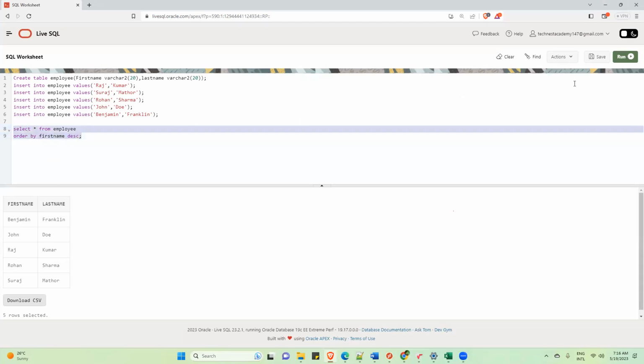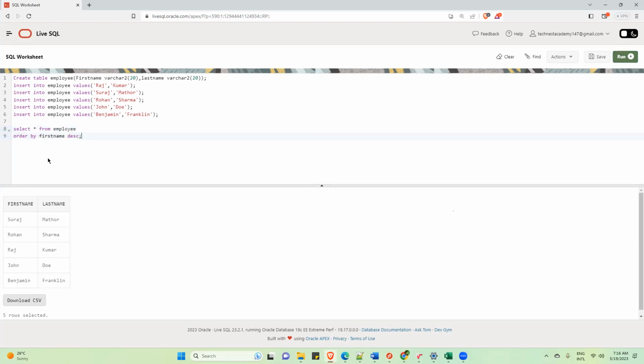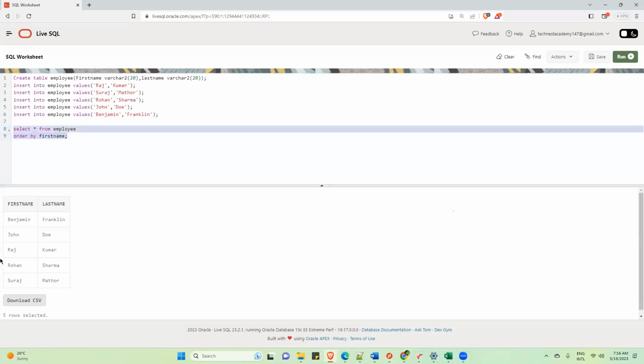Now, please verify the output. Yes, you have S, then R, J, and B. So now this data is sorted in descending order. So with the help of order by, you can sort the data either in ascending or descending order. When I removed the descending and executed this, it was sorted in ascending order, right?